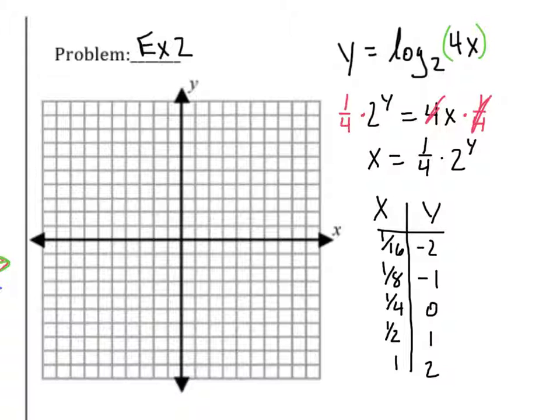So, again, plotting these points. Again, we don't have a shift, so our asymptote stays the y-axis. I'm not going to be able to plot 1/16. I'm really not going to be able to plot 1/8, but I can do my best at plotting (1/4, 0). So (1/4, 0) is going to be right about there. (1/2, 1). Again, pay close attention to which one's the x-coordinate, which one's the y-coordinate. And then (1, 2) goes there.